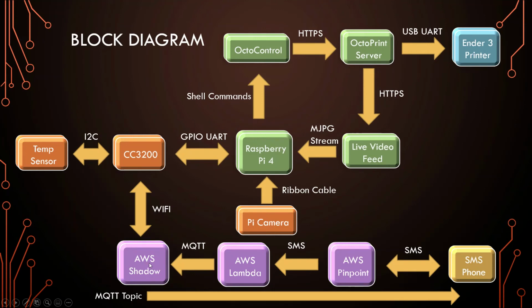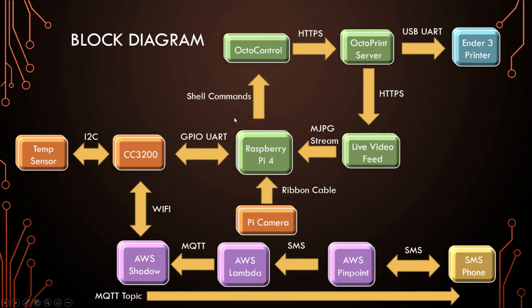When that updates, it will be received through the CC3200 through Wi-Fi. It will use an HTTP GET to get the shadow. Once that command is on the CC3200, it will send it to the Raspberry Pi via GPIO UART, which will then be sent via a shell command to OctoControl, which will then send the command via HTTPS to the Octoprint server, and the Octoprint server will then send it over UART on the Raspberry Pi to the 3D printer, since the server is running on the Raspberry Pi.